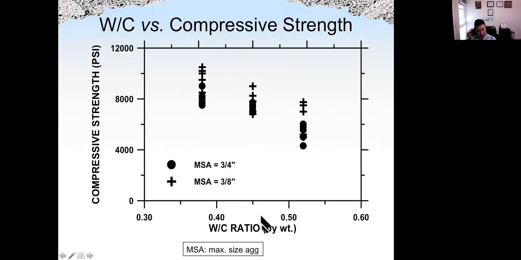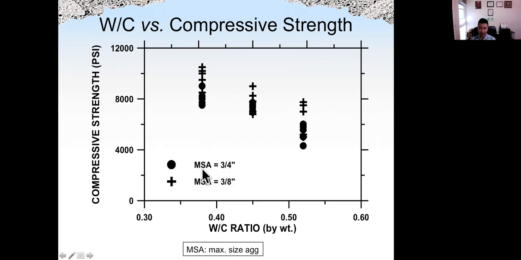The next several slides will show us the correlation between the strength of concrete, the water cement ratio of concrete, and the chloride permeability of concrete. Okay. So the first one is the strength and W over C. Right. Clearly, if we increase the water to cement ratio, the strength will be lower. Okay. So that's true for all different types of aggregate.